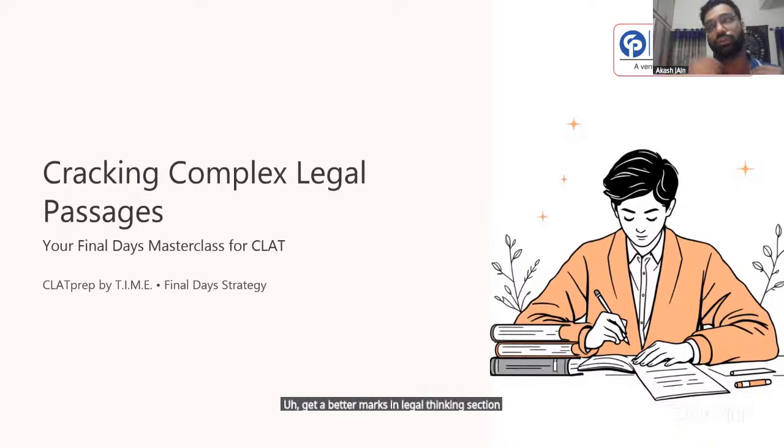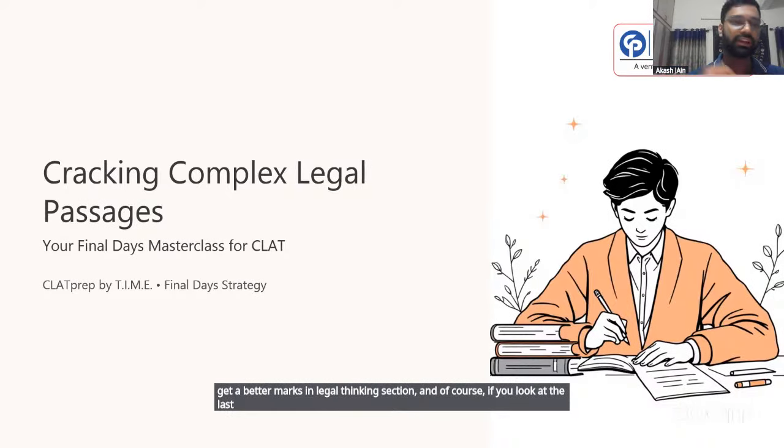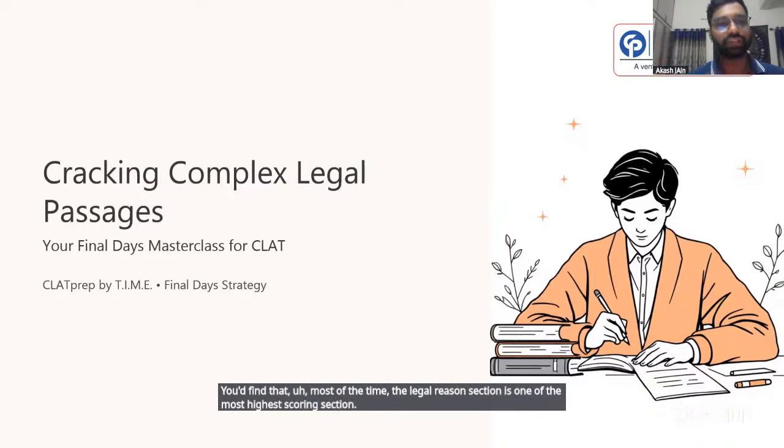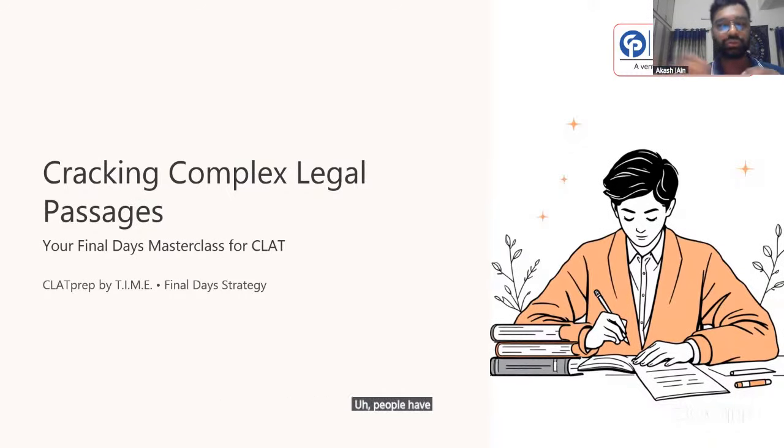And of course, if you look at the last 5 years of papers, or in fact the last 5-6 years of papers, you'd find that most of the time the legal reasoning section is one of the highest scoring sections, right? So out of 32 questions that were asked last year, students actually went on to score 30.75 and 31. So I think 31 was the highest last year. So it is actually one of the highest scoring sections.